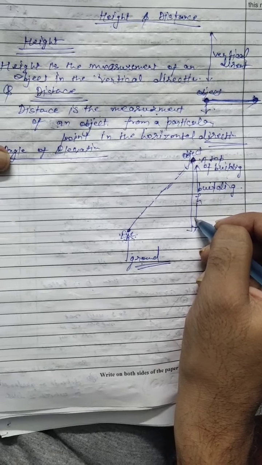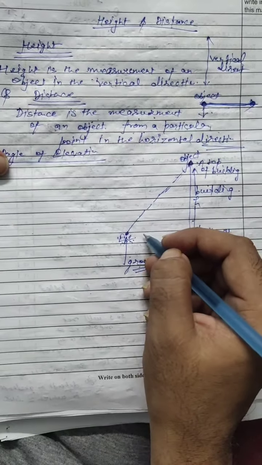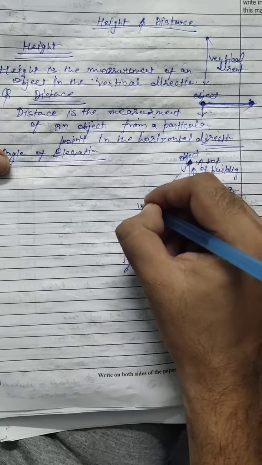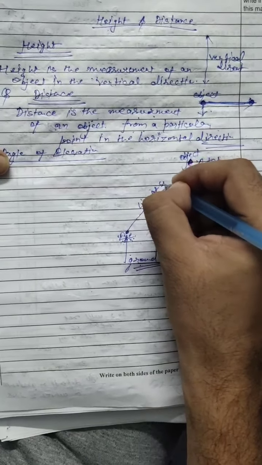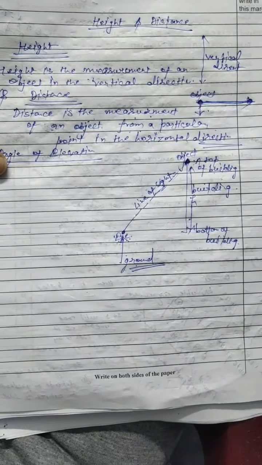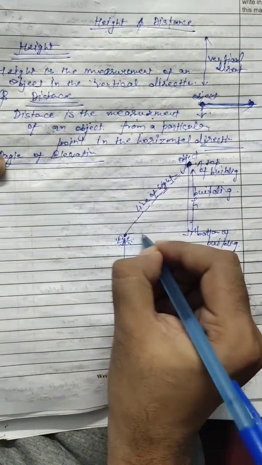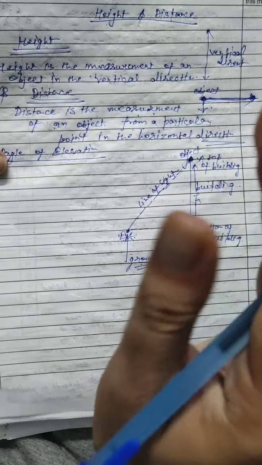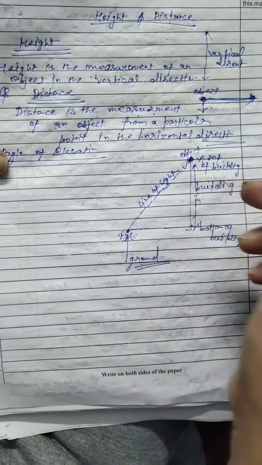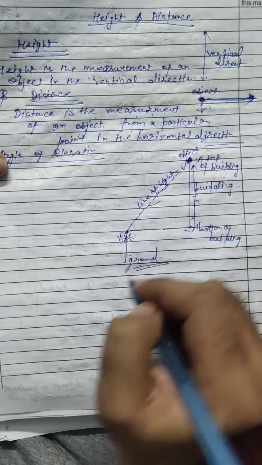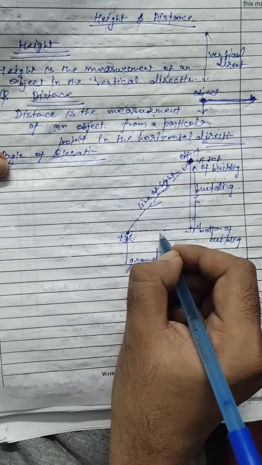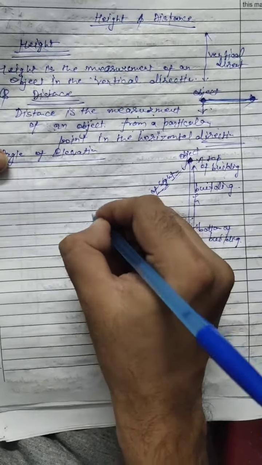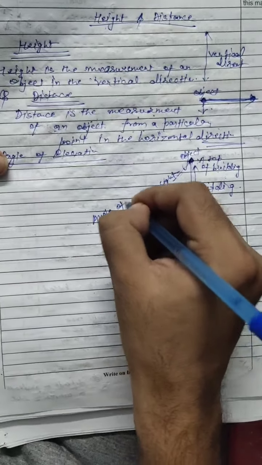Okay, clear? So the line joining the eye of a man with the top of the building is called line of sight. This is what? Line of sight. And the angle made by the line of sight, you can record my video and listen again and again. Okay, the angle made by the line of sight and the horizontal line is called angle of elevation.